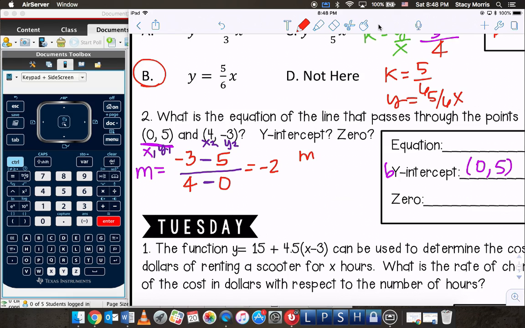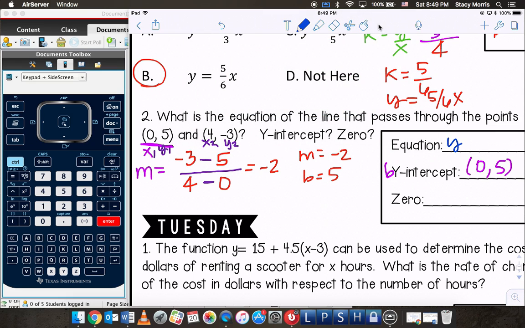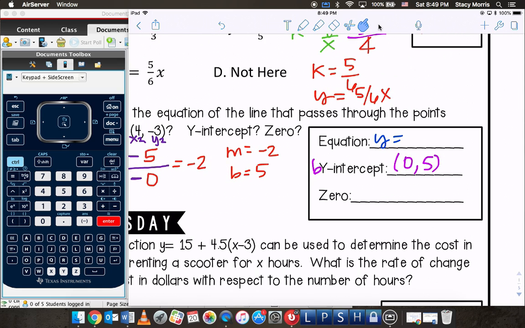So if our m is -2 and our b is 5, right, (0, 5), we can write our equation in y equals mx plus b. So our equation is going to be y equals -2x plus 5.